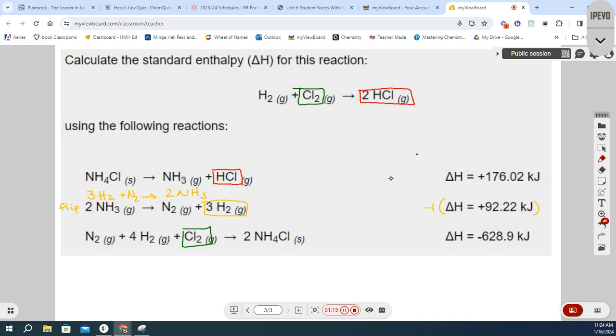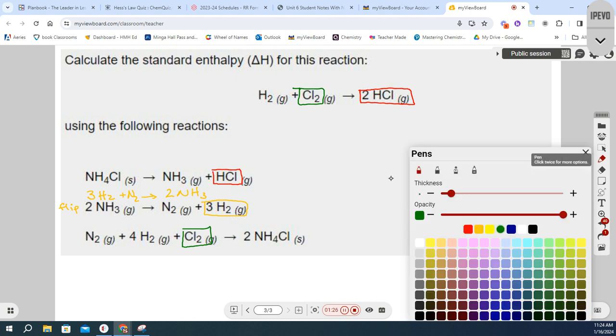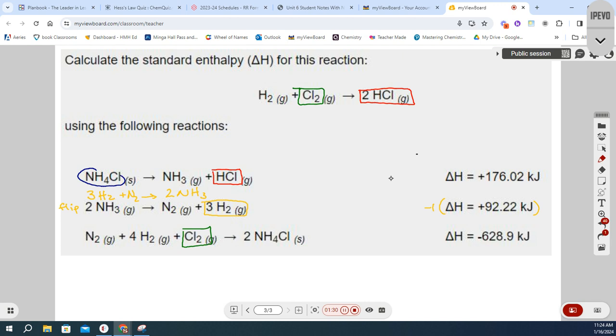So now I need to start canceling stuff out. First thing is I have one NH4Cl right here. Let me use a different color. So I have one NH4Cl right here, and I have 2 right here. So that means I need to multiply this by 2 to get 2 here, 2 there, and 2 there. So I have to multiply this whole thing by 2. When I do that, the NH4Cl now cancels out.